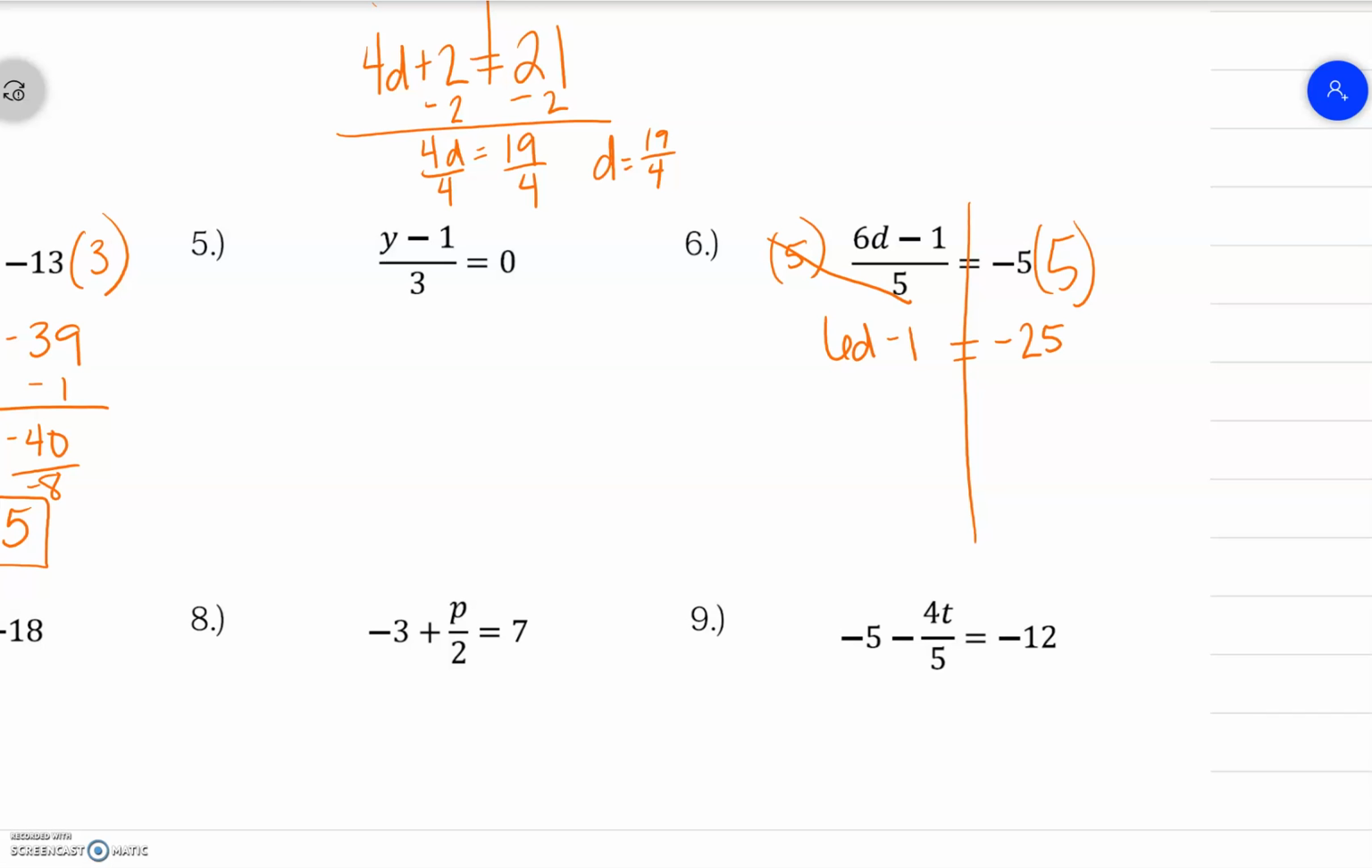And now we're down to a 2-step equation. We want to get 6d by itself, so I'm going to add 1 to both sides. Bring that down. 6d equals negative 25 plus 1 would be negative 24. And what's going to be my final step? Divide by 6. And d will equal what? Negative 4.